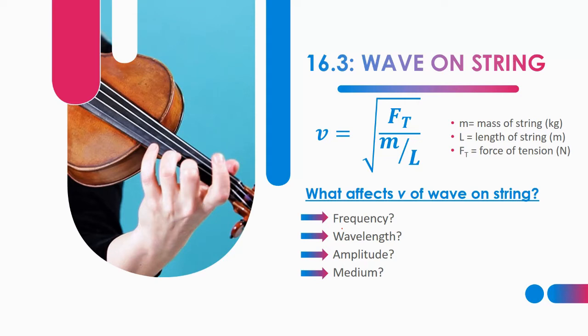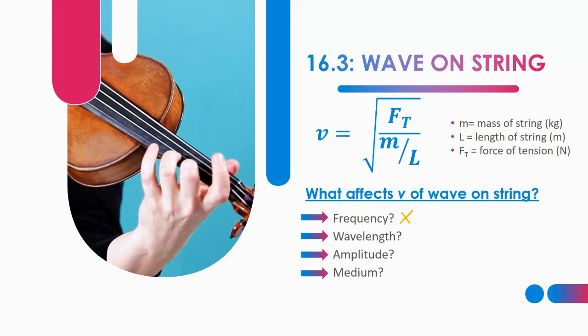But if we look at the equation for the speed of a wave on a string, frequency is not in that equation. So it actually doesn't matter if I change the frequency, how many cycles per second the waves have, that actually won't change their speed as they move along the string.